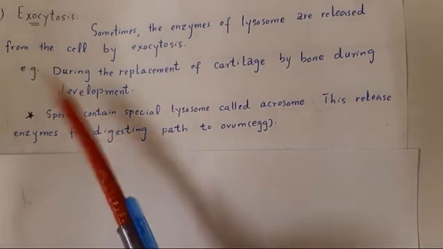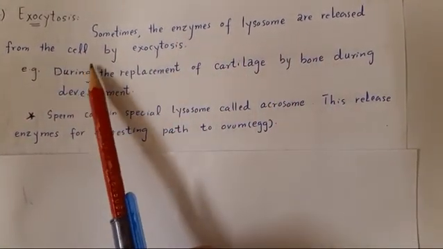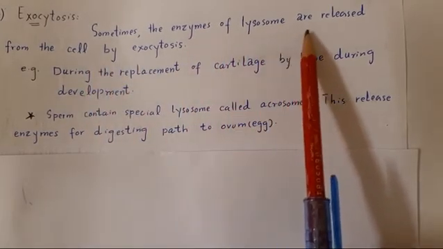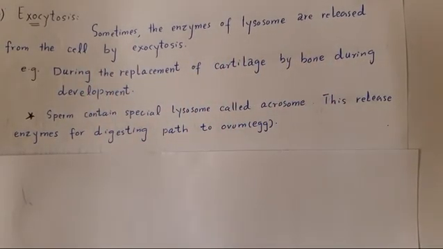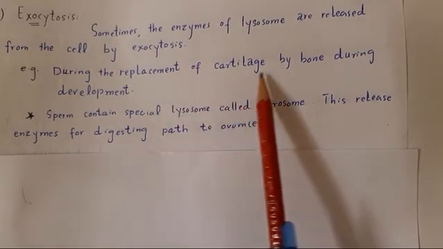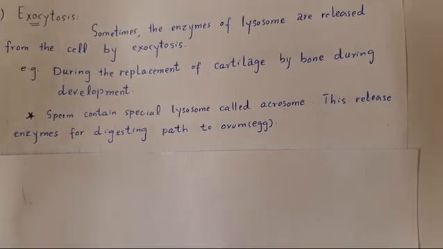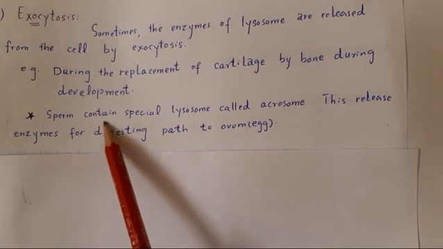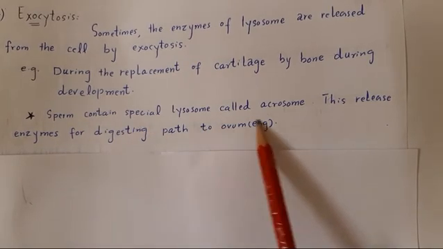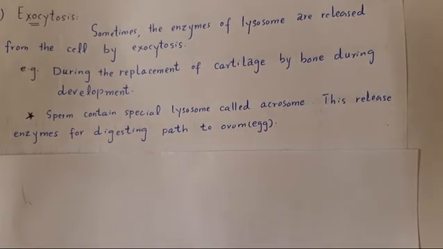Another function is exocytosis. Sometimes the enzymes of lysosomes are released from the cell by exocytosis. For example, during the replacement of cartilage by bone during development, lysosomal enzymes are released by exocytosis. Sperm also contain a special lysosome called acrosome. This releases enzymes for digesting path to the ovum or egg.